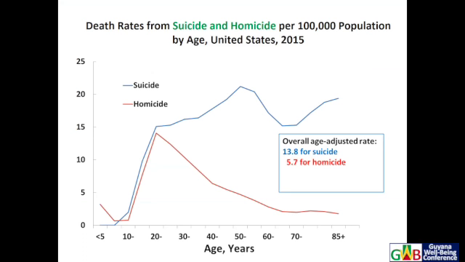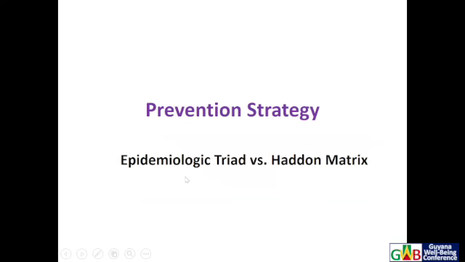I'll skip this one. This is the death rates from suicide and homicide by age. And the age distribution of the 2 forms of intentional injuries is quite unique. It's like a signature. And especially for homicide, the death rates peak in young adults, and that refers to premature death, and those injury deaths usually have a much greater impact on the life expectancy of the population.